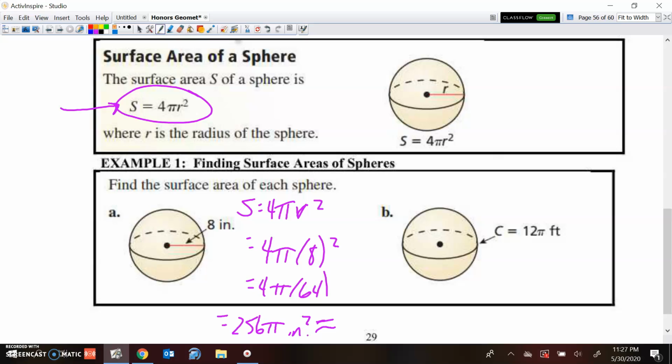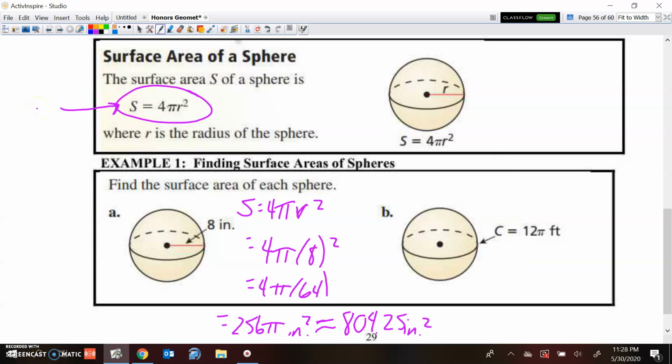Or I can multiply that by pi and round it to 804.25 inches squared. Either one is acceptable. Just make sure you pay attention to the directions about what they're asking for. Okay?